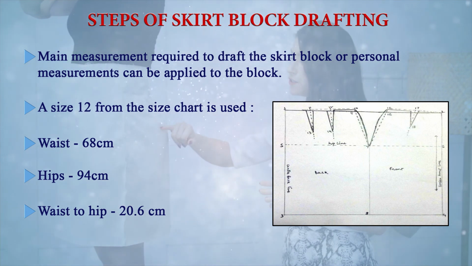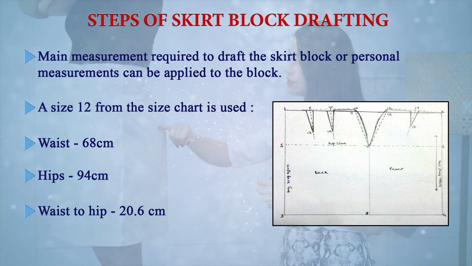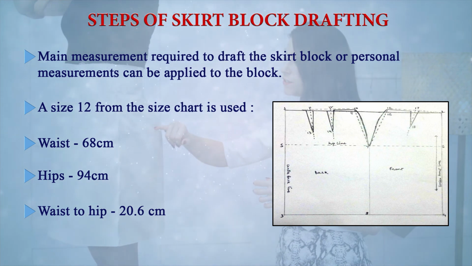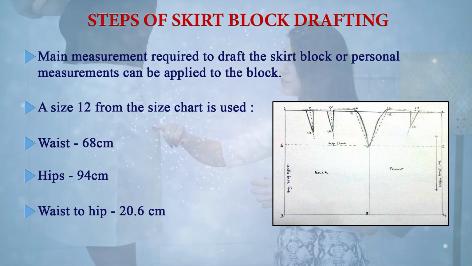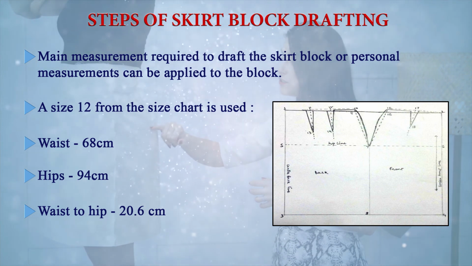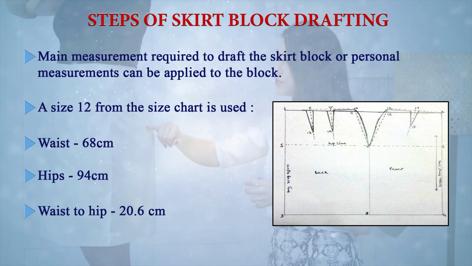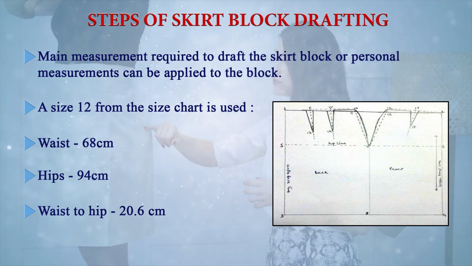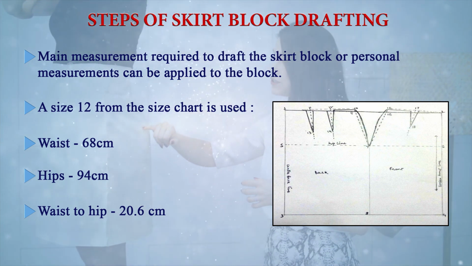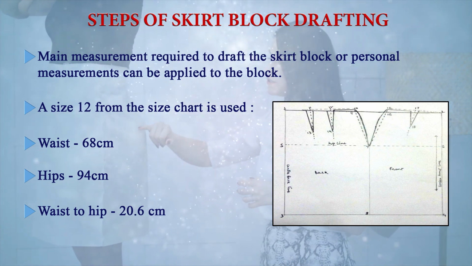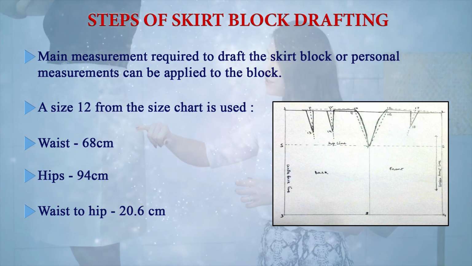This is how your first draft of the pattern will look. A rectangle shape you will draw, and from the waist to hip measurement first marking, then the hip line you will draw, and darts you will put on the measurement by following the steps, and finally you will get the skirt block done like this.